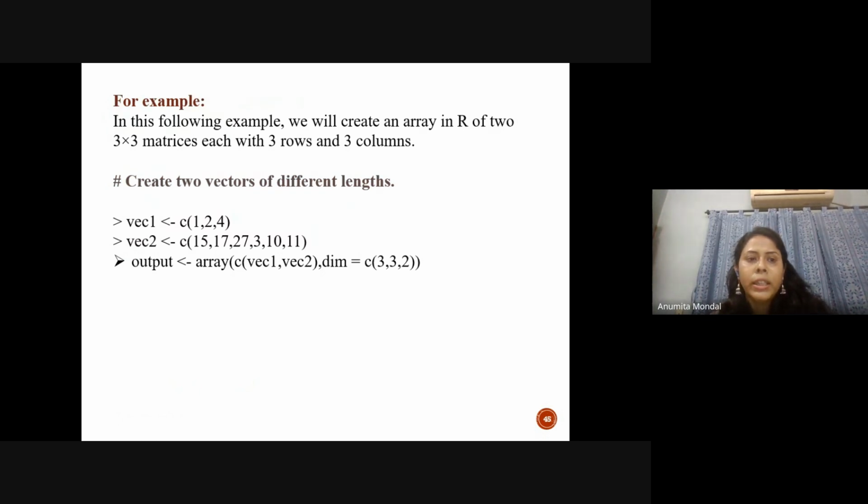For example, I have here two vectors. Vector 1 is c(1, 2, 3, 1, 2, 4), and vector 2 is c(15, 17, 27, 3, 10, and 12). The output is an array. Then I just write the c, the first vector 1 and the second vector 2, and the dimension is c(3, 3, 2).